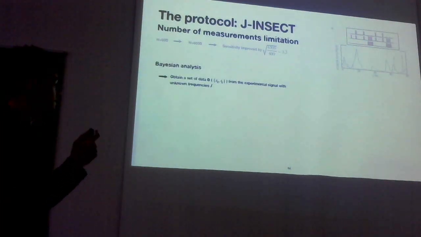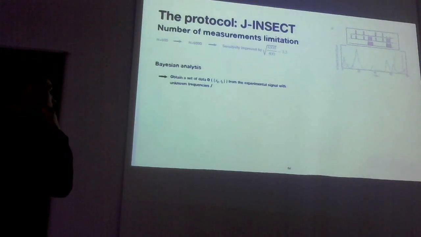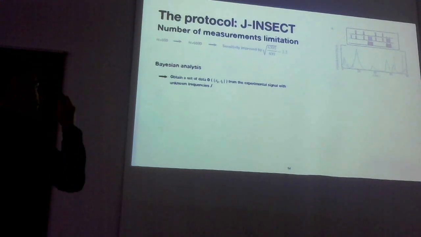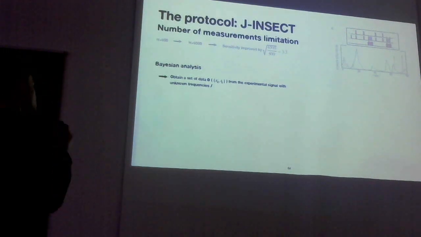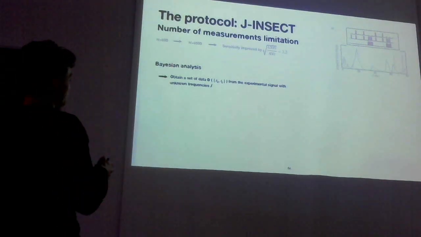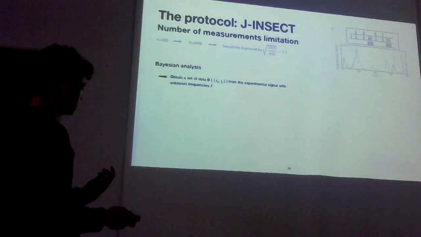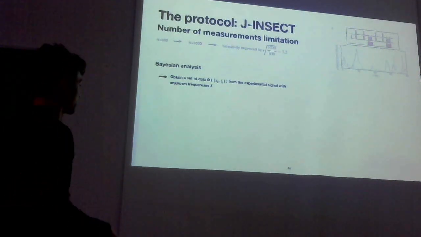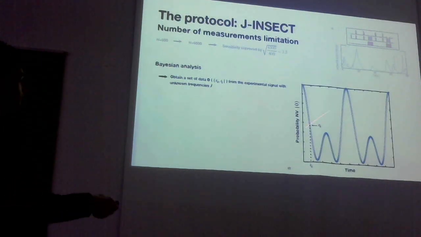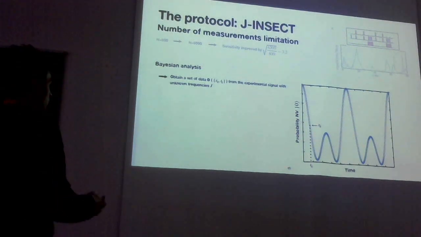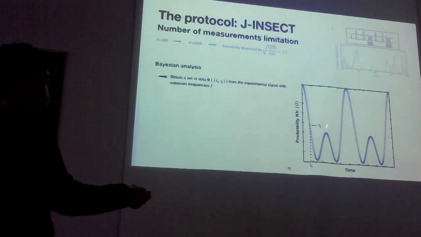Okay, so as I said, there's still hope, because I can use statistical methods to extract the information, and for example, I can use Bayesian analysis. The basic idea of this method is, I obtain a set of data from my experiment, which encodes the unknown frequency that I want to detect. So for example, I have this kind of oscillatory signal. Now, the data is each point of each signal.